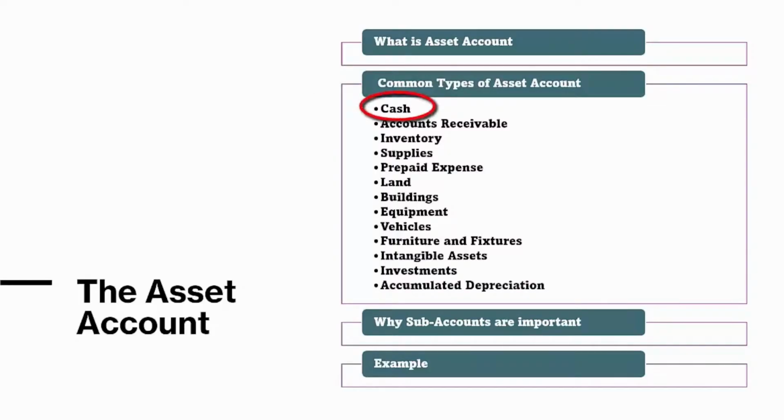1. Cash. This is money that the business has on hand in the bank or in petty cash. 2. Accounts receivable. This is money owed to the business by customers who bought goods or services on credit. It represents future cash that the business expects to receive. 3. Inventory. This account includes goods and materials the business owns and intends to sell. For example, if you own a clothing store, your inventory would include the clothes you plan to sell to customers.